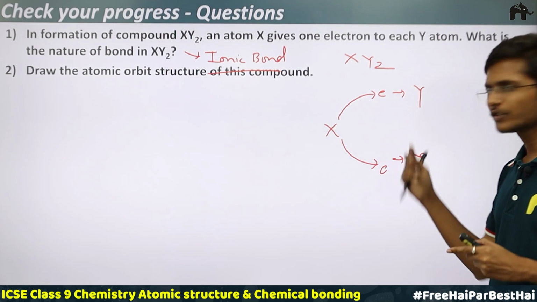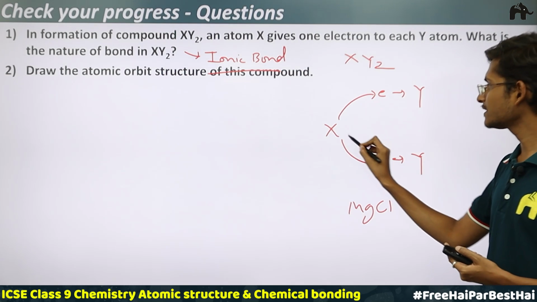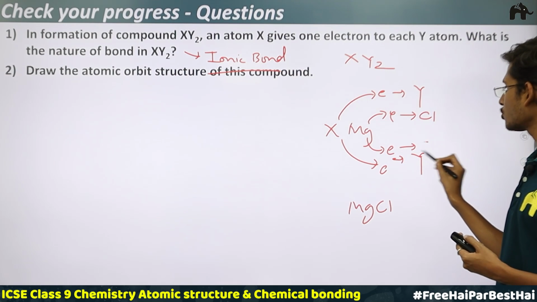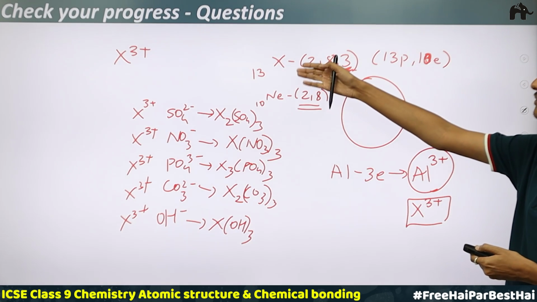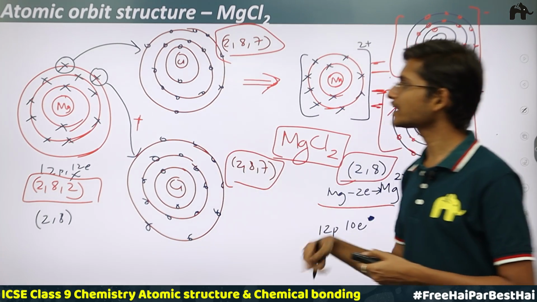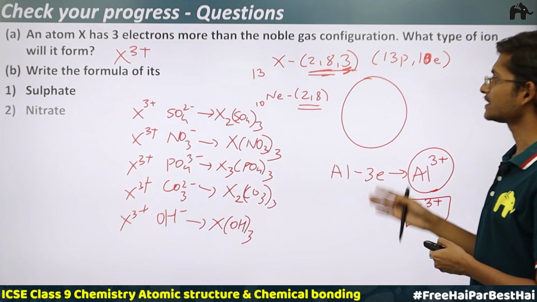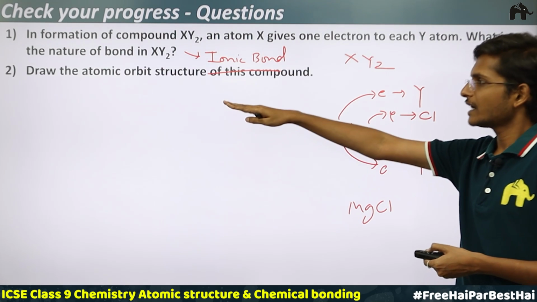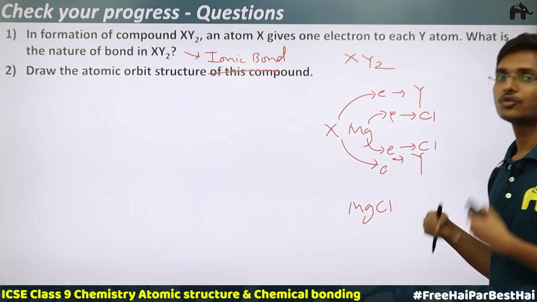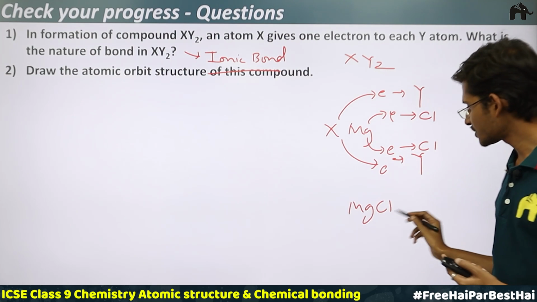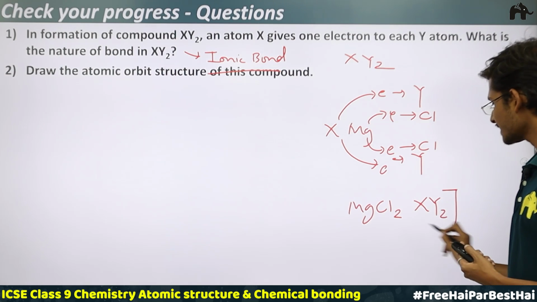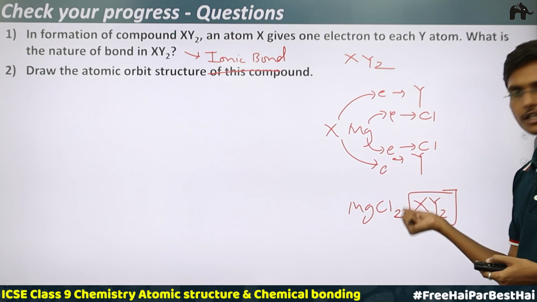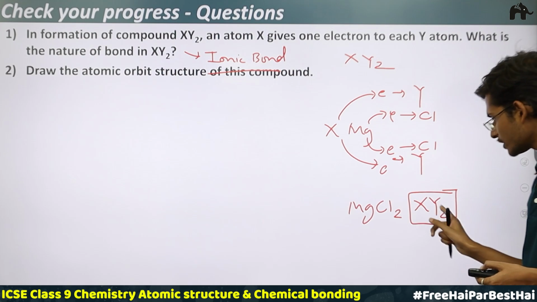So can you just correlate this with magnesium chloride? We know the magnesium atom, in a similar way, has given one electron each to the chlorine atoms. We have seen this some minutes ago: magnesium giving one electron to each chlorine atom. So this is X giving electrons to Y atoms, exactly the same scenario. What they are asking is to draw the atomic orbit structure of this compound. Simply draw the atomic orbit structure same as that of magnesium chloride, but the compound's name is XY2. So substituting magnesium by X and chlorine by Y will do our job.